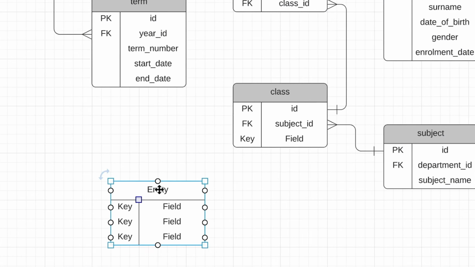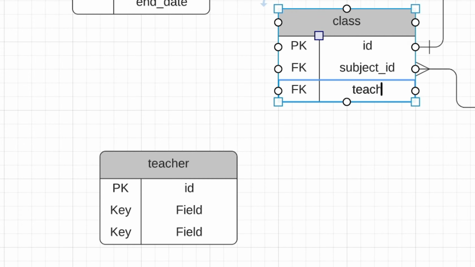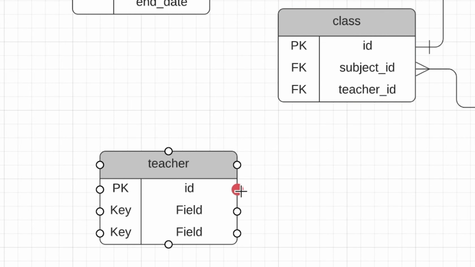Our new table will be called teacher. We'll just have an ID for now. We then join it to the class table. A teacher can have many classes, but a class can only have one teacher. So we add a teacher ID to the class table. Let's go to the next requirement.